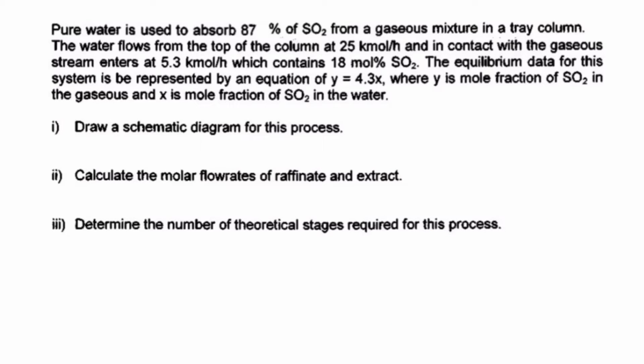Now let's extract the data from the questions. Pure water is used to absorb 87% of sulfur dioxide from the gaseous mixture. So in this question, we are given SO2, which is the solute. Pure water is the solvent. And the removal of the solute in the gaseous mixture is 87%. Since this is a gas mixture, we are going to use the symbol A for the solute, the symbol C for the solvent, and for the gaseous mixture we have a diluent, which involves the symbol B for diluent.